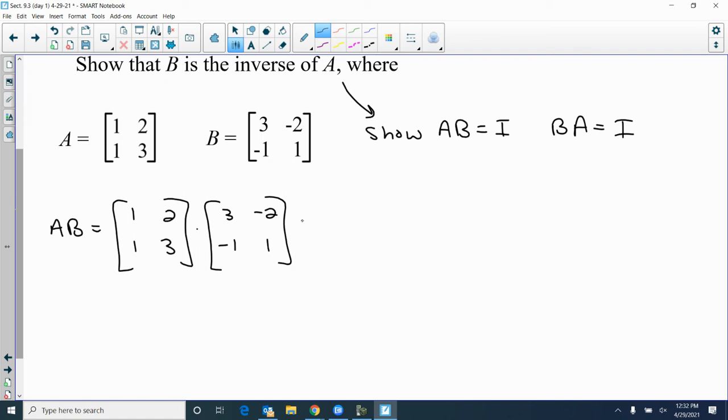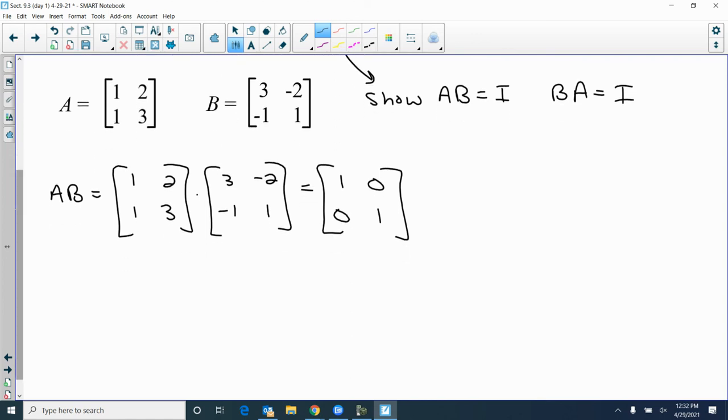And that gives me 3 plus negative 2, which is 1. Negative 2 plus 2, which is 0. 3 plus negative 3 is 0. And then negative 2 plus 3 is 1. So that's a good start. You got 1, 0, 0, 1. Remember, that's your identity. Identity is that 1, 0, 0, 1 matrix.